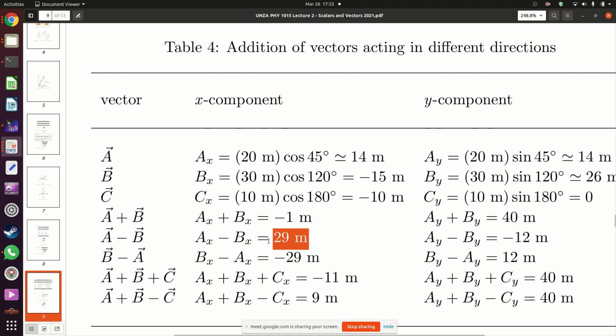And how much is A minus B along the y-axis? For us to find out that, this is what you carry out. You subtract the components, AY minus BY. In this case, AY is 14 meters minus BY is 26 meters. So 14 meters minus 26 meters, you get minus 12 meters. Is that clear?